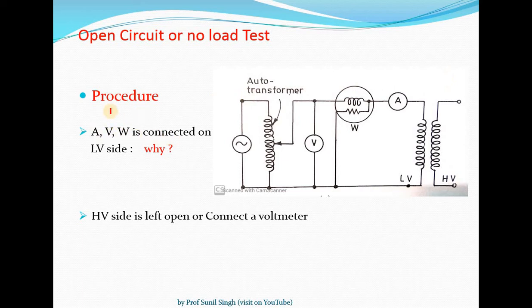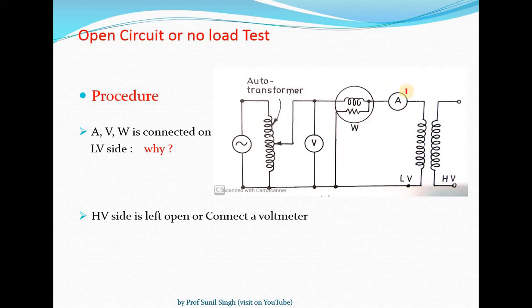So the ammeter, voltmeter and wattmeter are connected on the lower side. We have already discussed why they are connected on the lower voltage side, whereas the high voltage side is left open, or it may be connected to another voltmeter if you wish to calculate the turns ratio. The same goes for the wattmeter: it has a current coil and a potential coil. The current coil is connected in series, whereas the potential coil is connected in shunt.